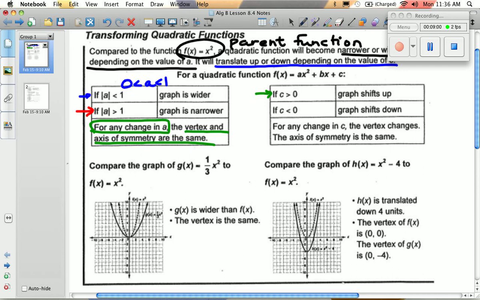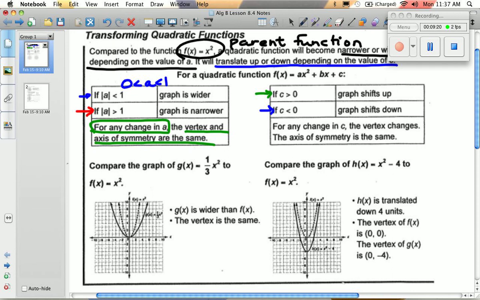And then if c is less than 0, what numbers are less than 0? Negative numbers. Well then, does that mean it's going to flip our graph over? No, only a does that, remember? So what's it going to do?